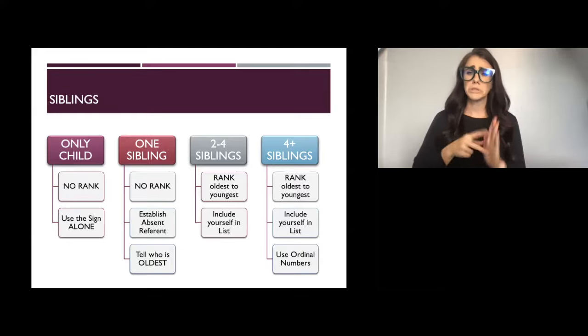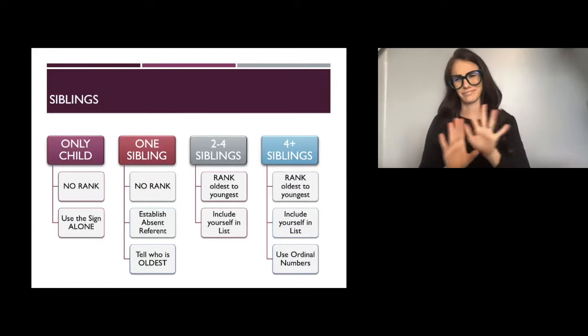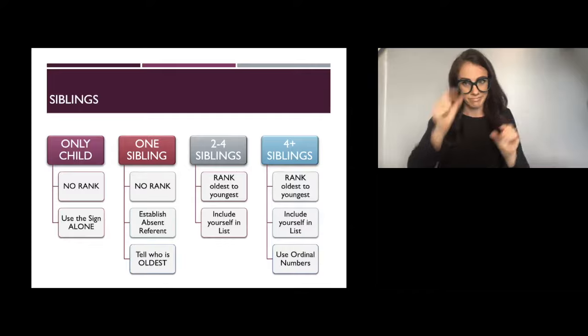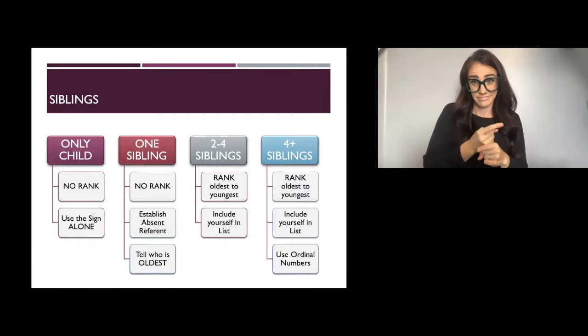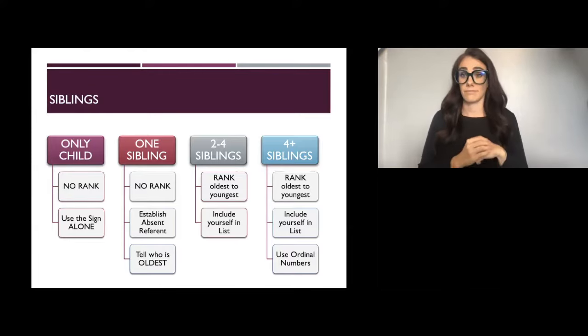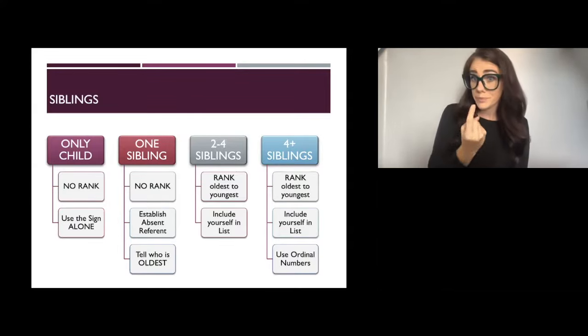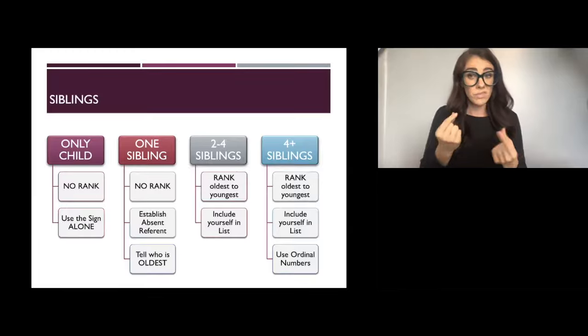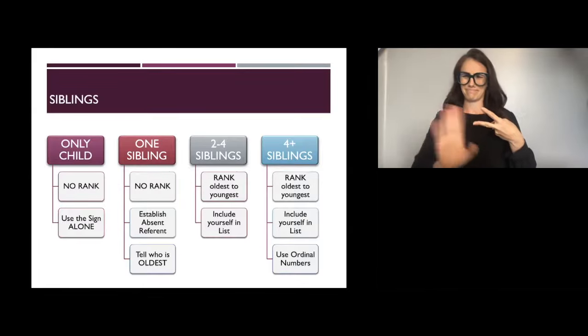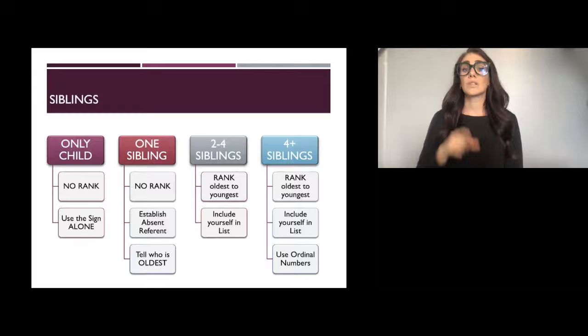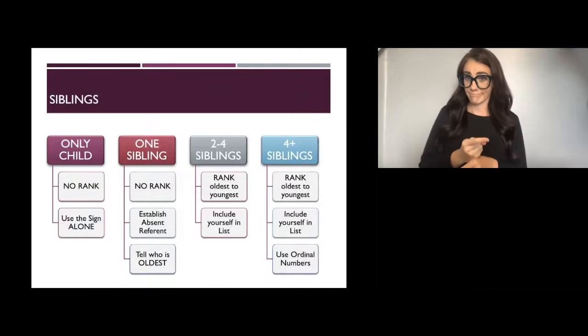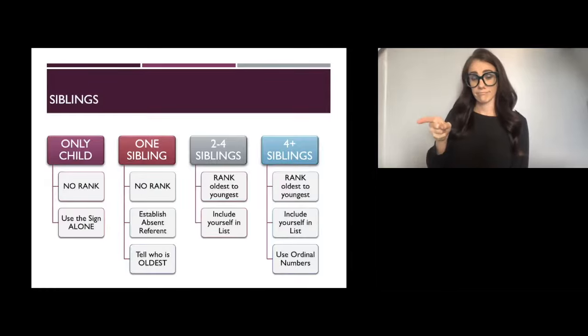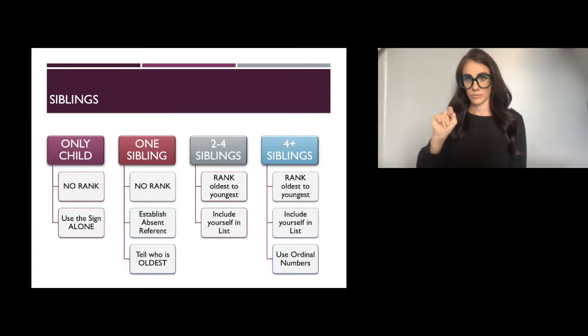Now that sign alone does not mean that you're lonely. No, it just means that you don't have any sisters or brothers. It's pretty easy, right? All right, so now if you have just one sister or just one brother, the way that you would do that, well, you don't need a list. We don't do list for two, right? So you would sign, I have one sister, she, okay, and establish that absent referent.